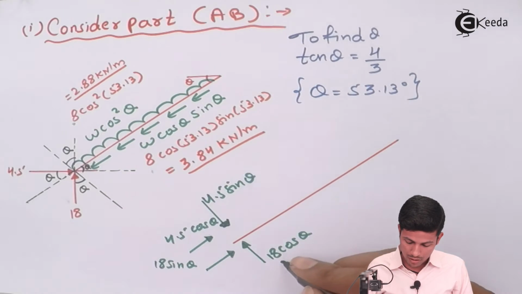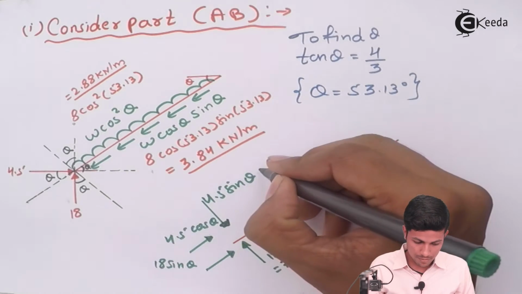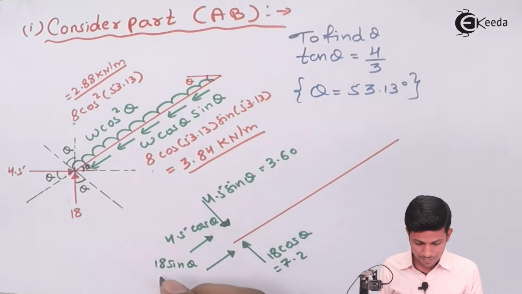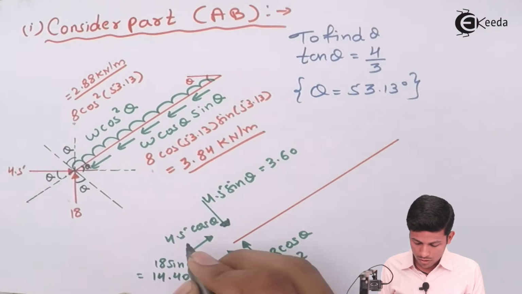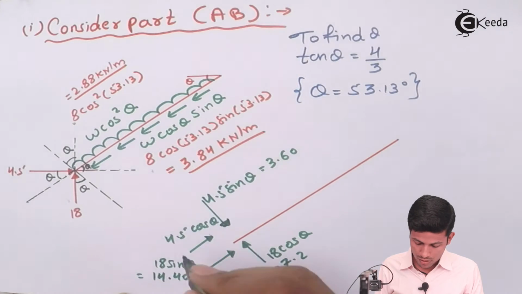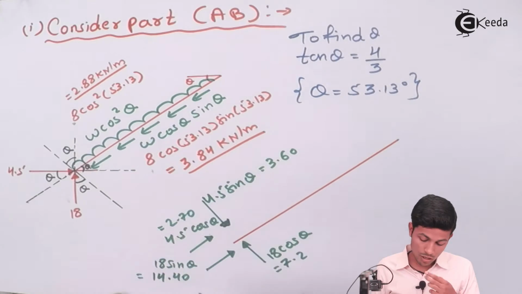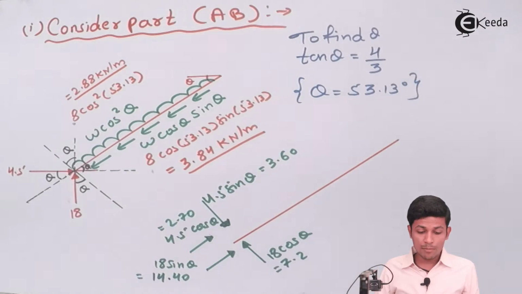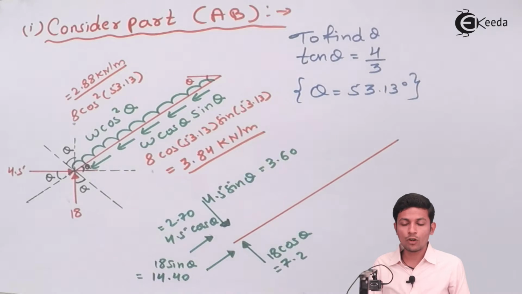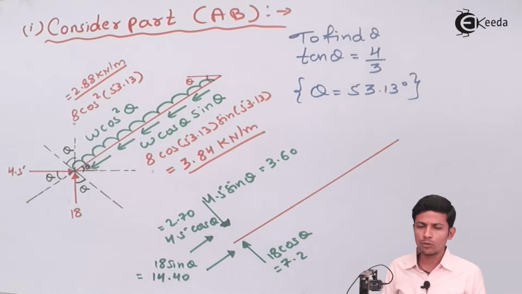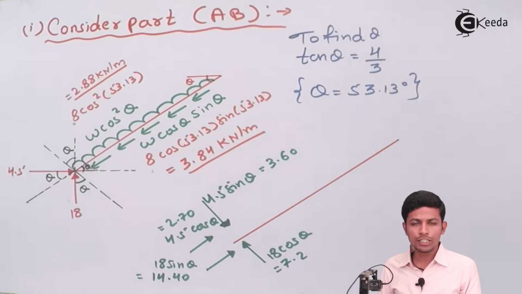This will come 7.2, this will come 3.60, this will come 14.40, and this value will come 2.70. Now but in the exam we don't want these 4 values, we only want one value in the vertical direction and one in the horizontal direction, with respect to the beam.